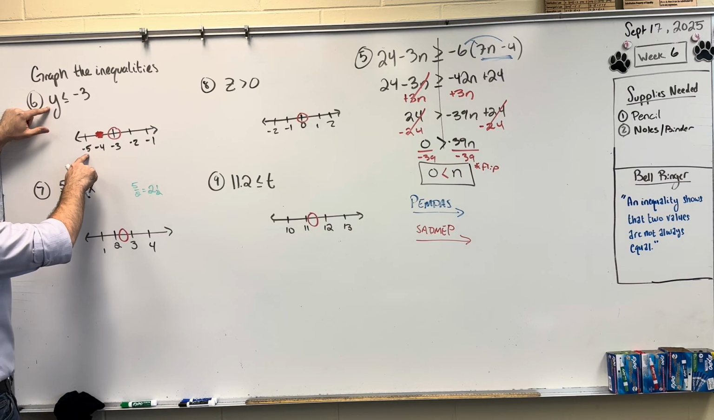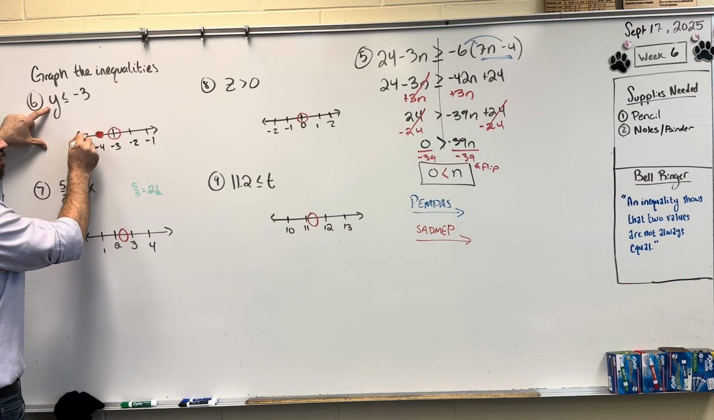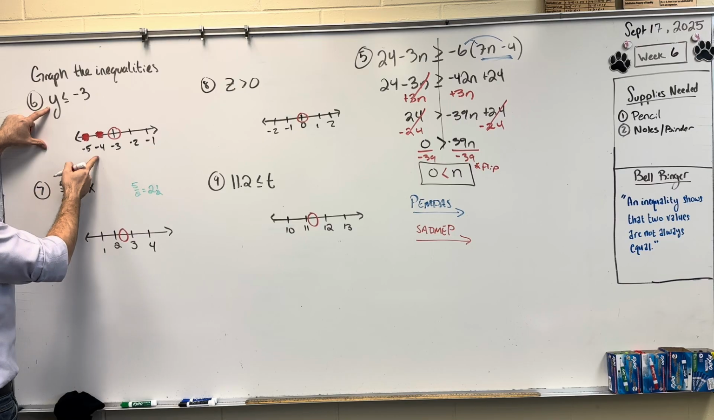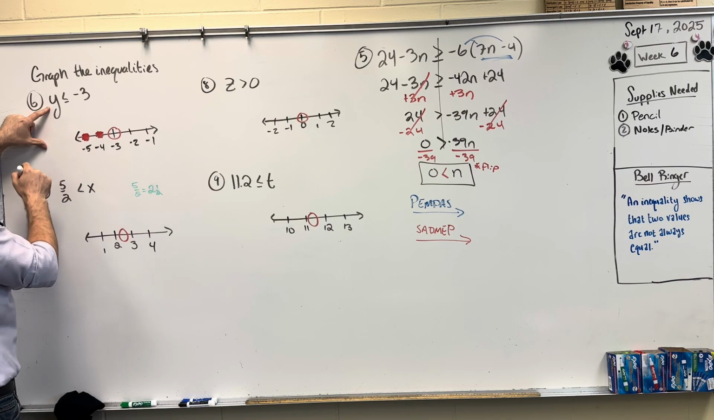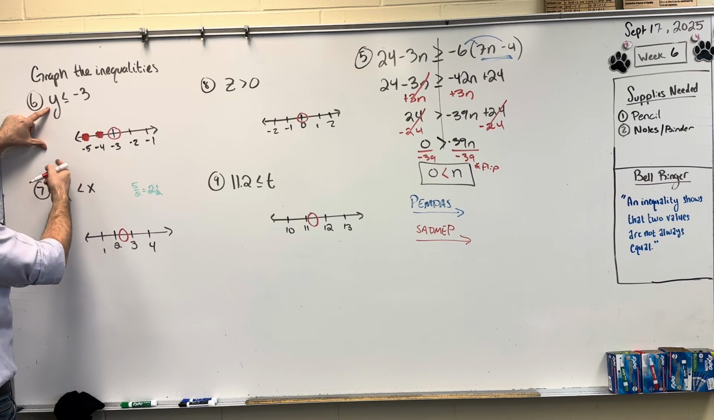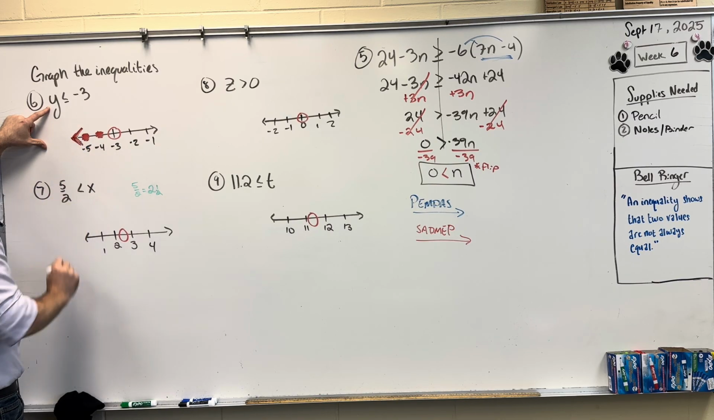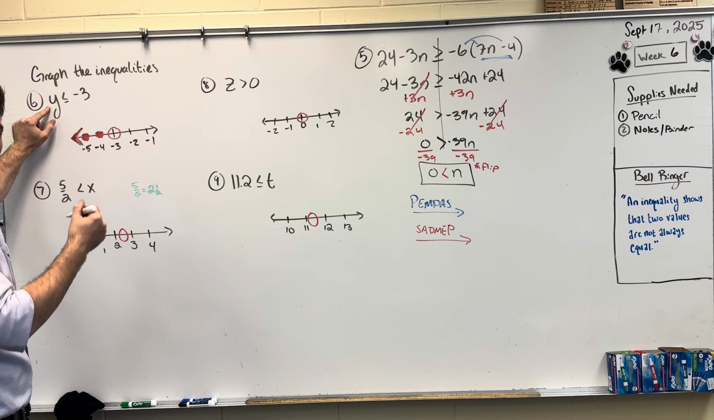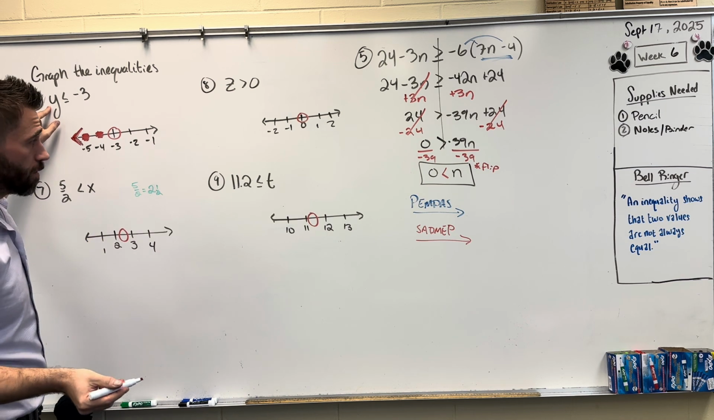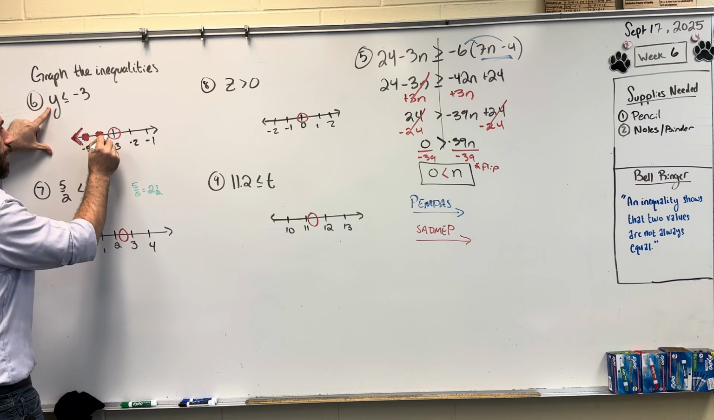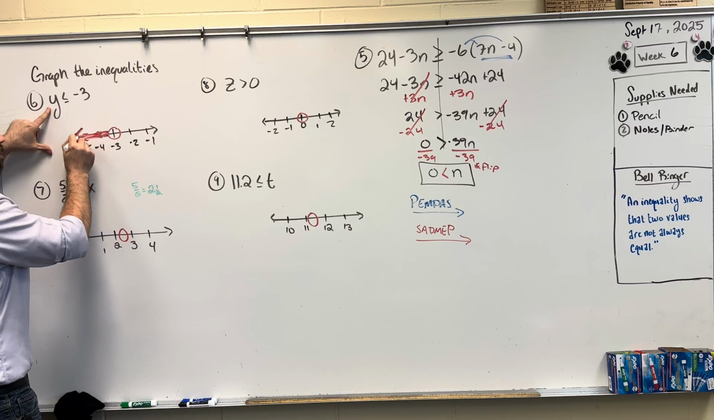Is negative 5 less than or equal to negative 3? Yes, so I'm going to shade it in. Are other numbers over here going to be less than or equal to negative 3, like negative 6, negative 7, negative 8? The answer is yes every single time. So I'm going to thicken up the arrow that says, hey, all those numbers over there also fit. And then I'm just going to go ahead and shade everything in between them.